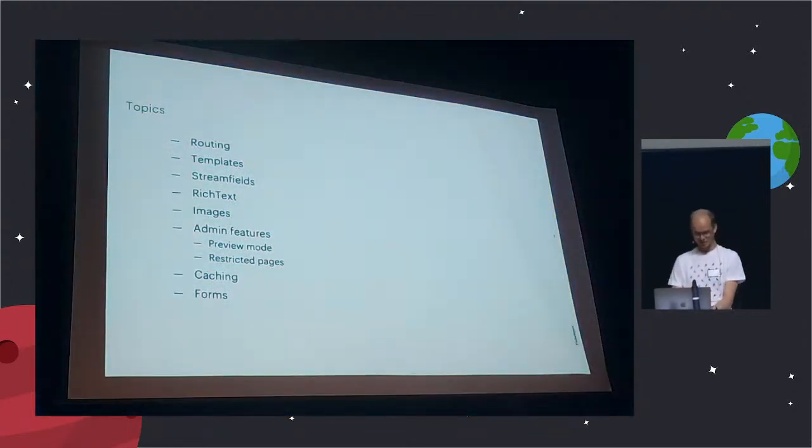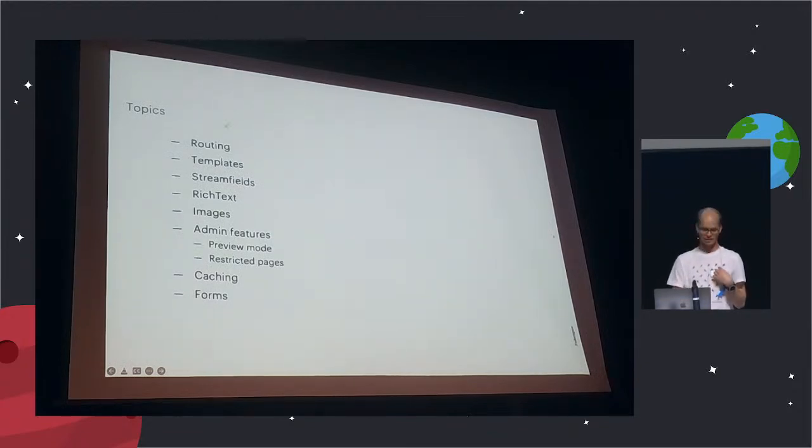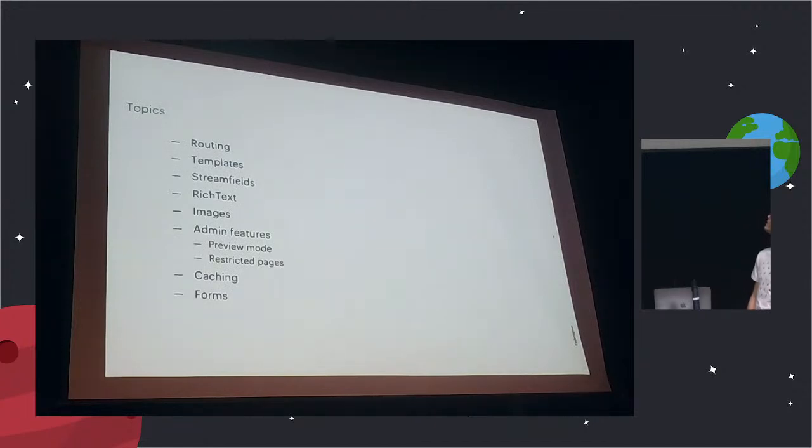So I want to talk about how I solved some things for the Wagtail bakery site and some common topics that occur when you try to make a headless CMS front end, like routing of the pages and different templates, and how we can make stream fields render correctly, and rich text is pretty hard. Images are interesting, and then you have the more advanced admin features. And then you have caching and forms.